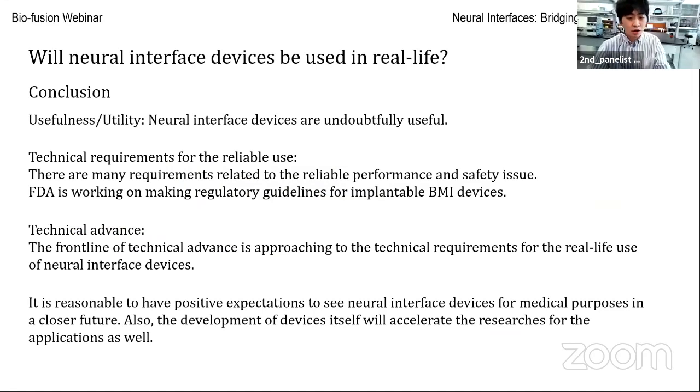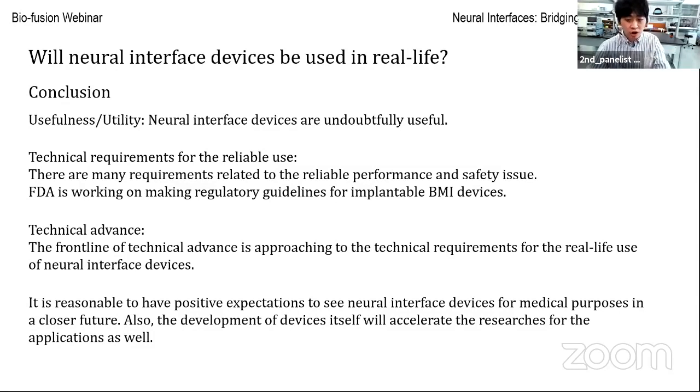Then, what will be the proper conclusion about the feasibility issue of neural interface devices in real life? I would like to summarize like this. Neural interface devices are undoubtedly useful when considering the medical application of this technology. Also, they have a big potential for ordinary purposes as well.